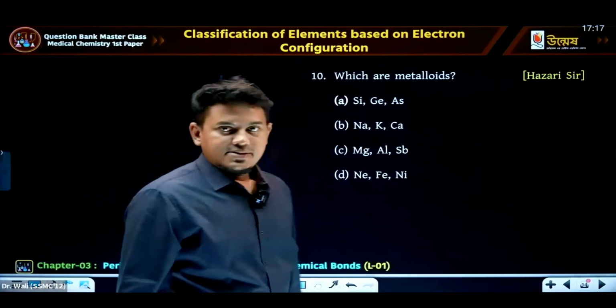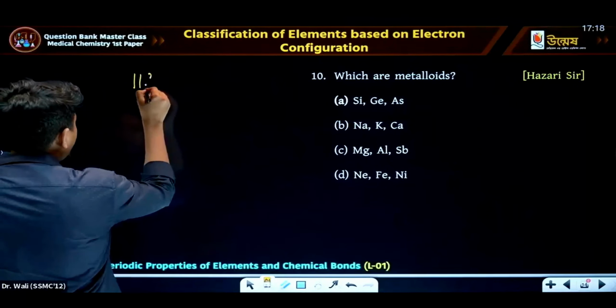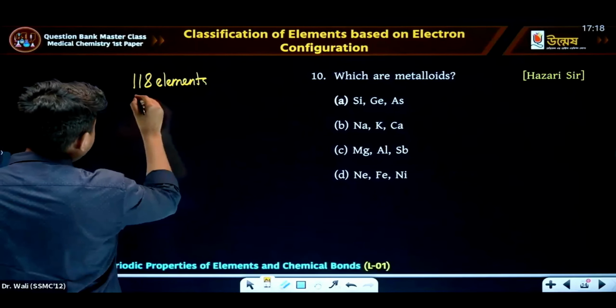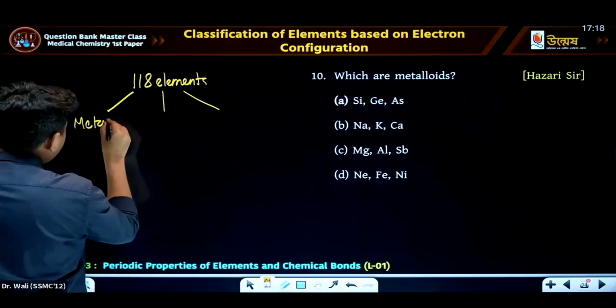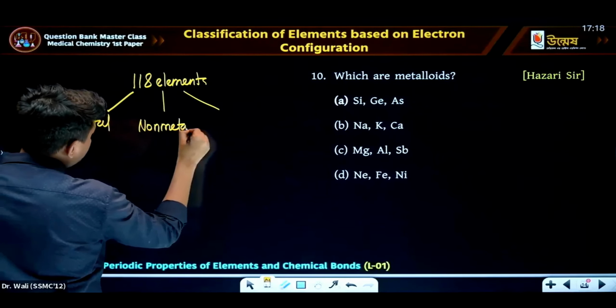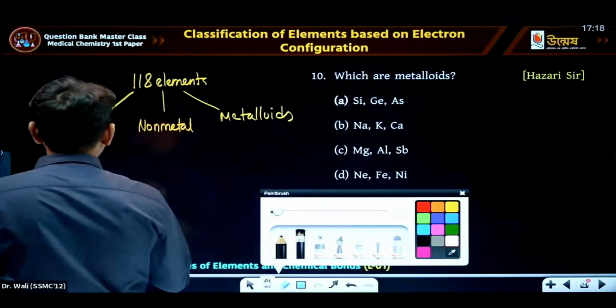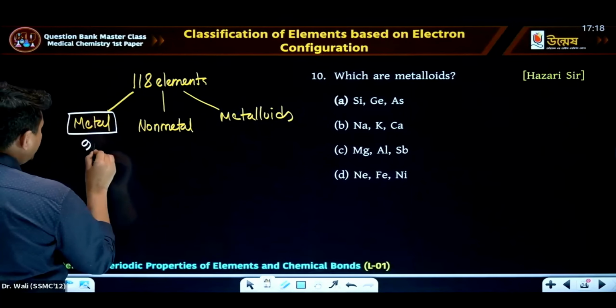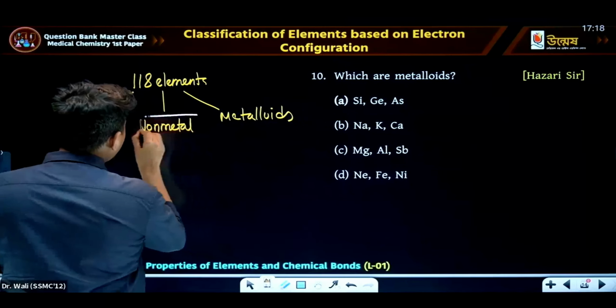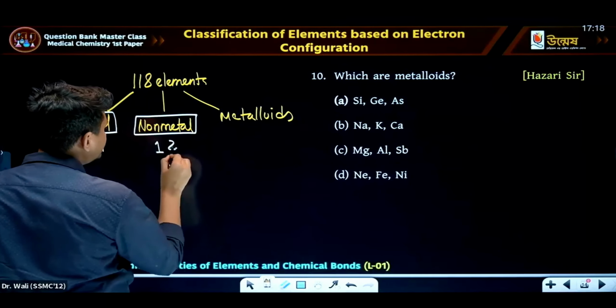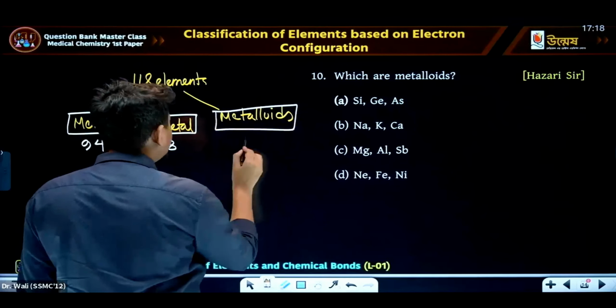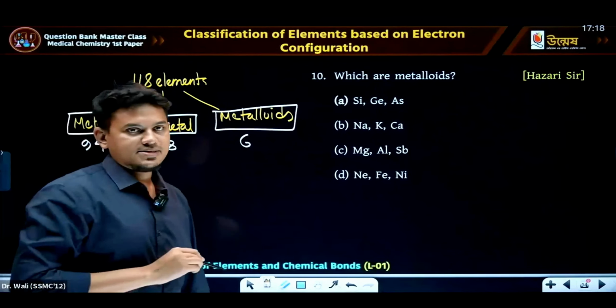Okay, which are metalloids? We know that we have 118 elements. Among 118 elements, there are metals, non-metals, and metalloids. The number of metals is around 94. The number of non-metals is 18. And the rest, 6 elements, are called metalloids.